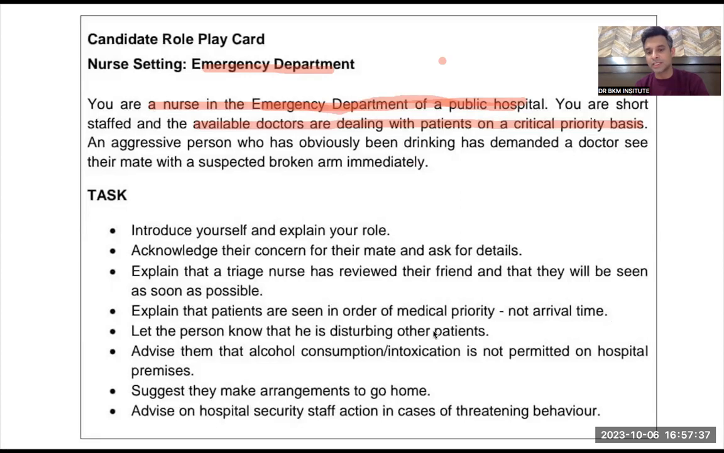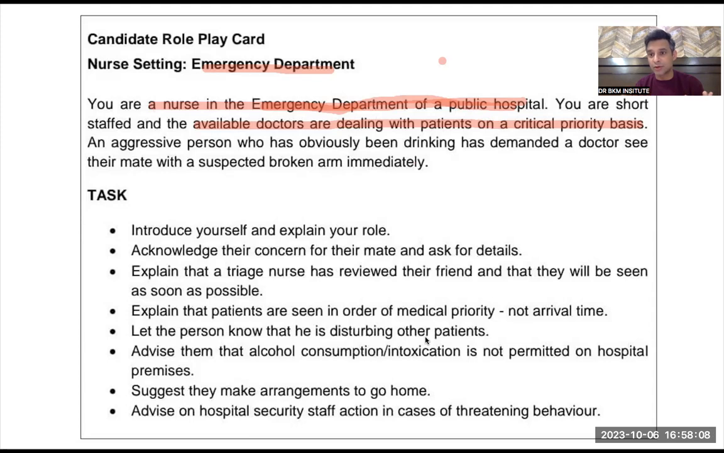Let the person know he is disturbing other patients. Maybe he will be making a lot of noise. Oh nurse, you are wasting my time, you are not attending my friend. So you need to say, please understand that this is an emergency department, and by speaking loudly or by making a lot of noise, you are disturbing other patients. I'm really sorry to say this. This line is very important. I'm really sorry to say this, but you need to keep quiet for some time, because this is an emergency department.